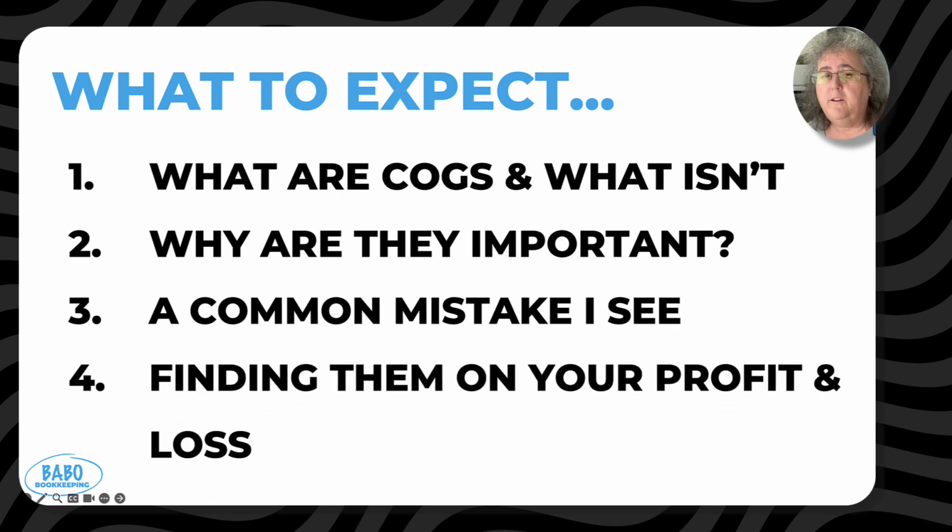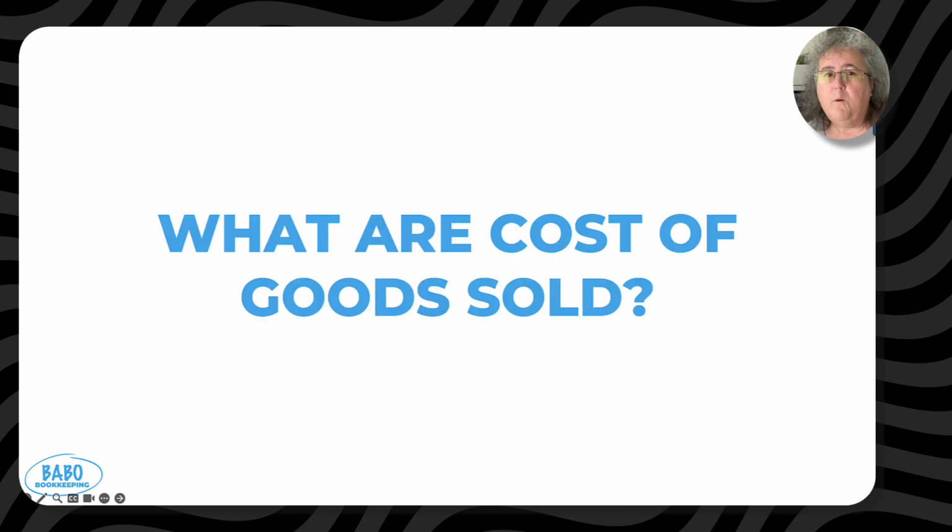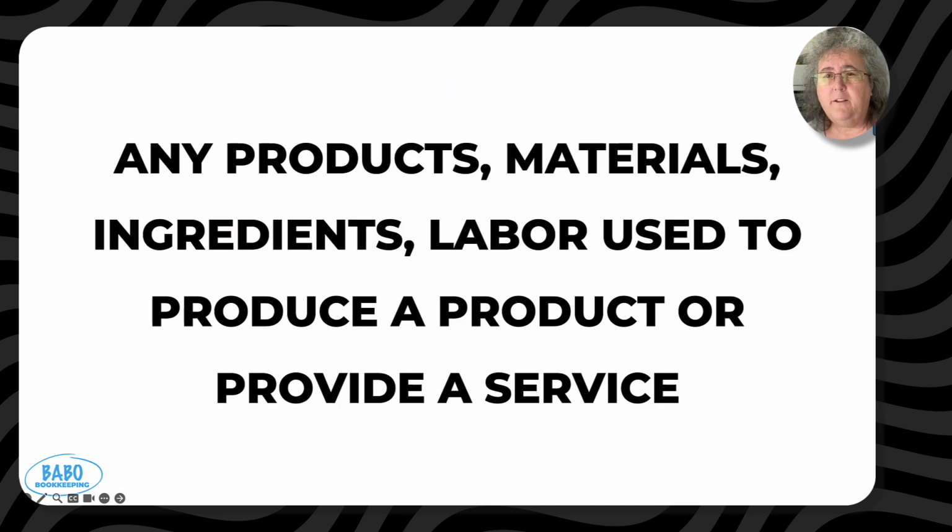And we're also going to see how you find them on your profit and loss statement, because a lot of times people are like, where are they? I don't see any on mine. There's probably a reason. Now, what are cost of goods sold? Well, it's really simple. Cost of goods are any products, materials, ingredients, or labor that is used to produce the product or to provide a service. So basically, if you use it to give to somebody or it's used in the process of giving them that product or service, you're going to count it.